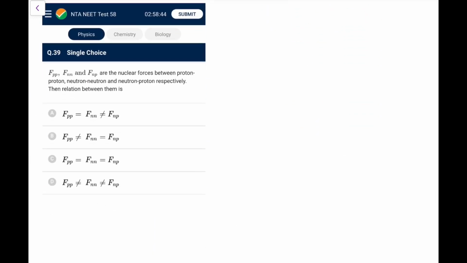Next one, if FPP, FNN, FNP are nuclear forces between proton-proton, neutron-neutron, neutron-proton respectively, we know the nuclear forces between the particles are independent of the charge, so it will be the same. If it would be a net force, then the answer would have been different, because there you have to take the electrostatic forces also into account, which you don't need to do here.